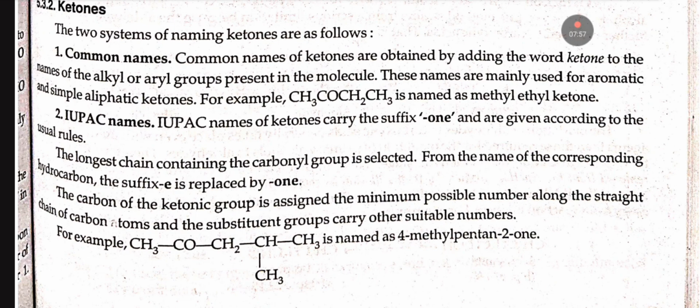IUPAC names of ketones carry the suffix -one and are given according to the usual rules. The longest chain containing the carbonyl group is selected. From the name of the corresponding hydrocarbon, the suffix -e is replaced by -one. The carbon of the ketonic group is assigned the minimum possible number along the straight chain of carbon atoms, and the substituent groups are given other suitable numbers. For example, this compound is named as 4-methylpentan-2-one.